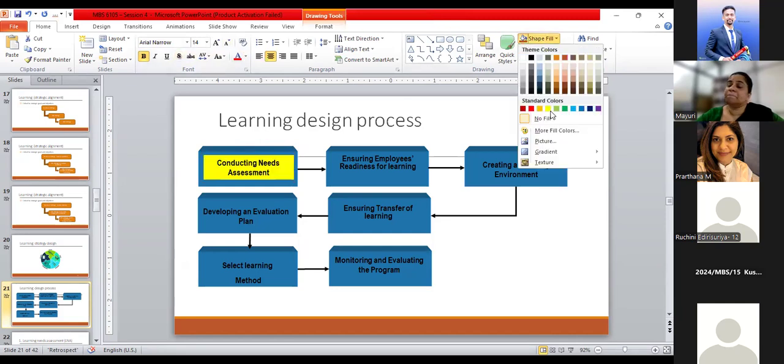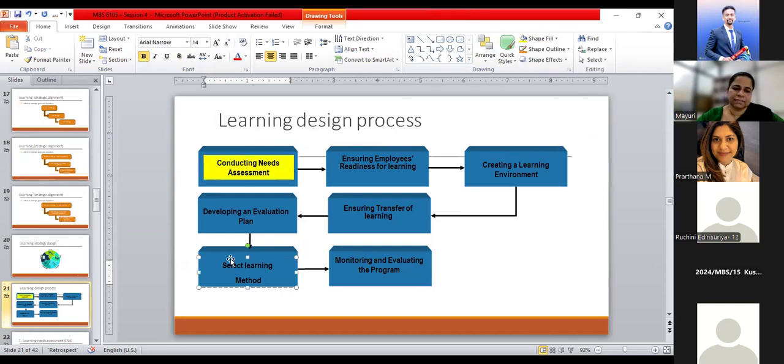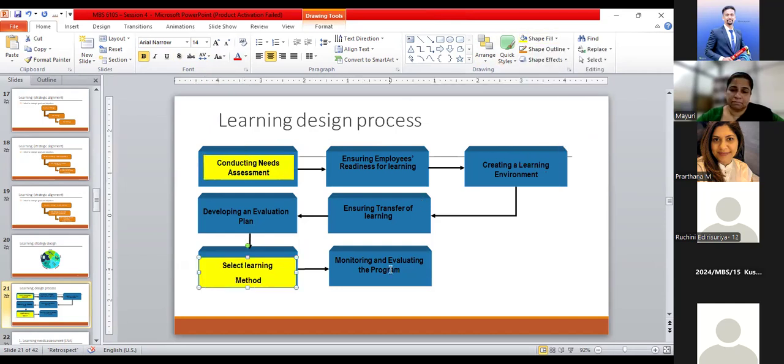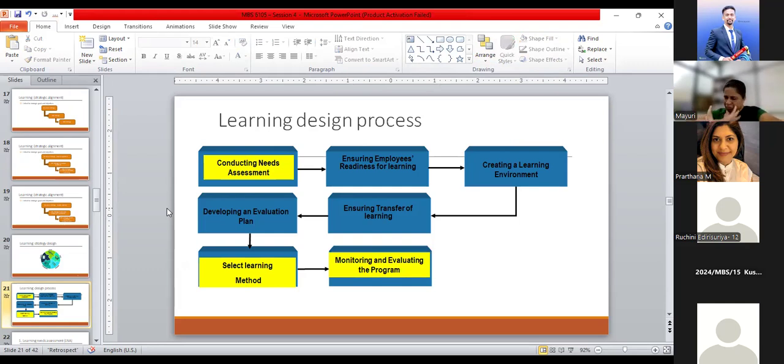First step: learning need assessment. Conducting a need assessment. And learning methods. And measuring the effectiveness of learning programs. Right? මේ තුන very important. මේ තුන අනිවාර්යයෙන්ම exam එකට එනවා.